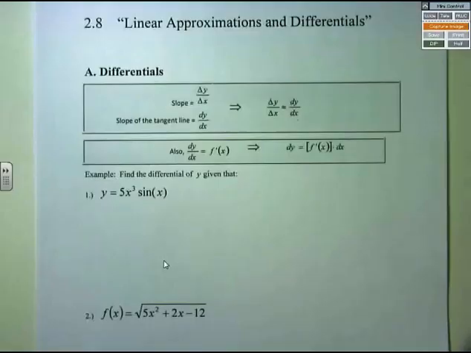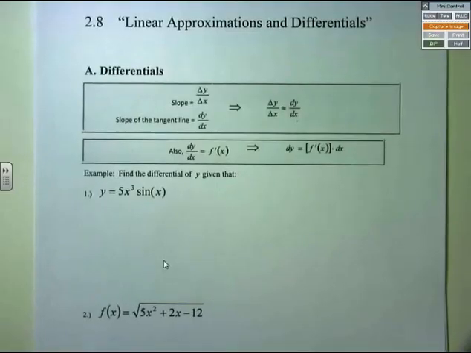Well, welcome back. Now we're starting section 2.8, linear approximations and differentials. Now, this is one of those notation things, but they actually have some meaning to them.